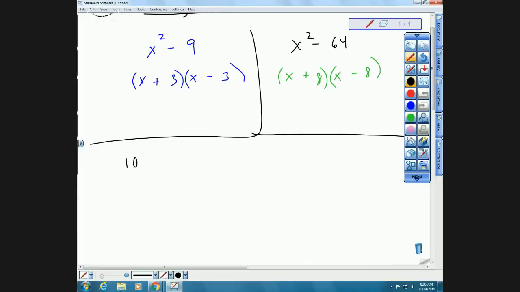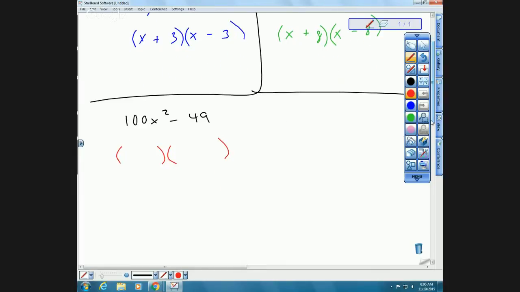If you have a number in front of the x squared, that's fine. You're still looking for a perfect square. So 100x squared will multiply to be 100x squared: 10x times 10x is 100x squared. 7 times 7 is 49, and a plus and a minus.